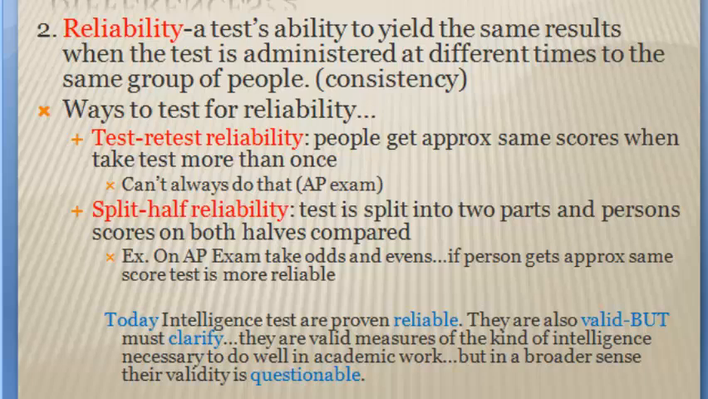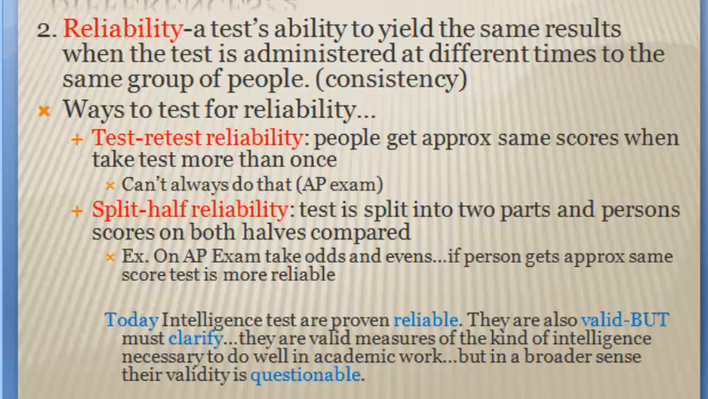They want to see reliability each time you take the ACT, so they don't want to see you getting a 19 one time and a 25 another time, and then a 21. They would like to see consistency in those test scores. So some things that you can do is test-retest, where people get approximately the same score when you take the test more than once, which is what I just talked about.